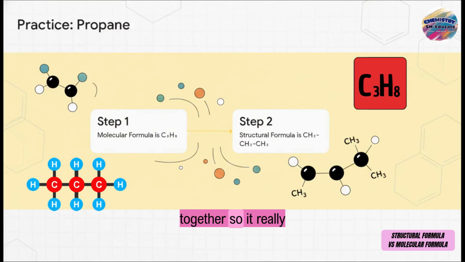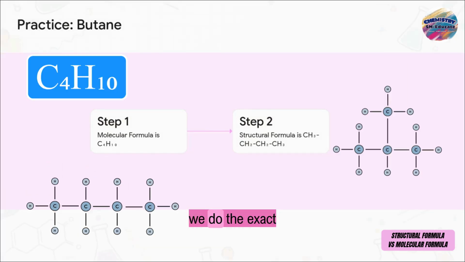Let's practice this together so it really sticks in your brain. Think about propane. Step 1 gives us the molecular formula, C3H8. That's our basic inventory, right? 3 carbons, 8 hydrogens. Step 2 shows us its structural chain arrangement, a CH3 group attached to a CH2 attached to another CH3. We can see exactly how the carbon backbone forms this continuous chain. And this is a skill you'll use all the time in organic chemistry, especially once you start naming these compounds using IUPAC rules.